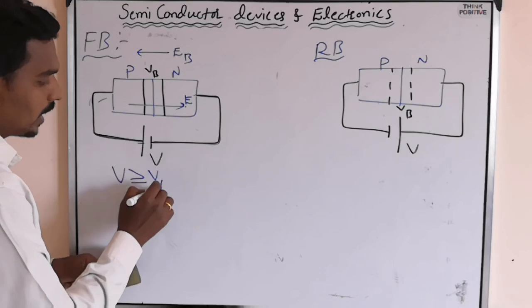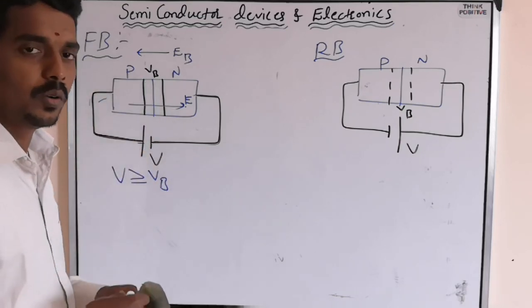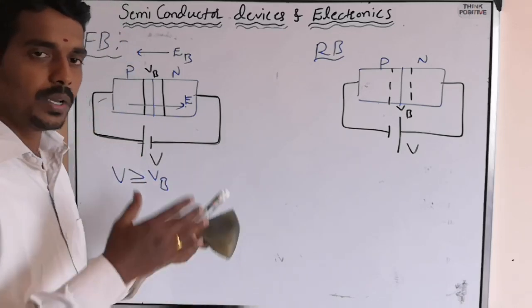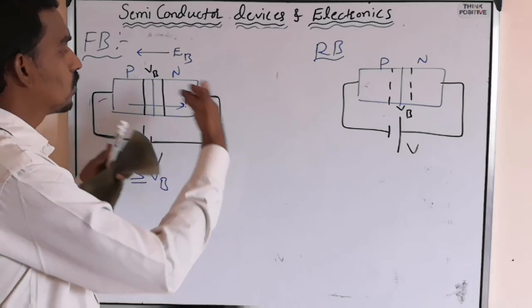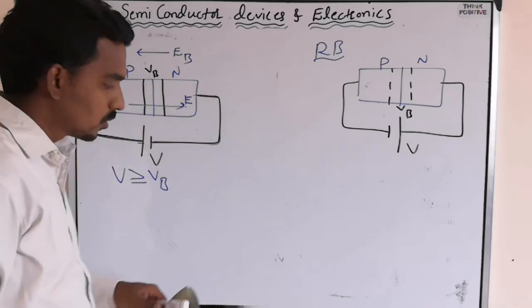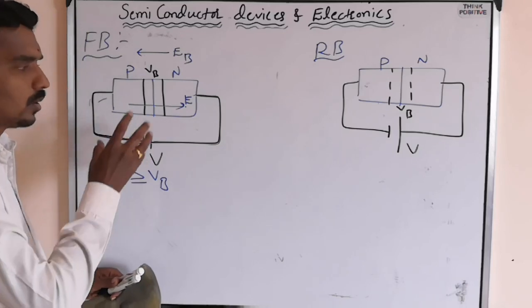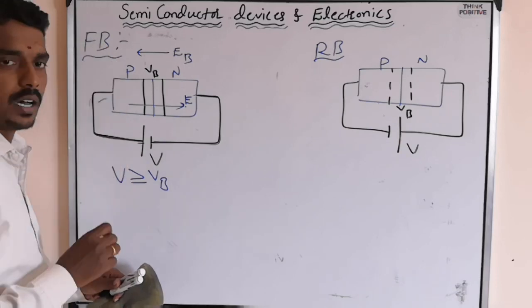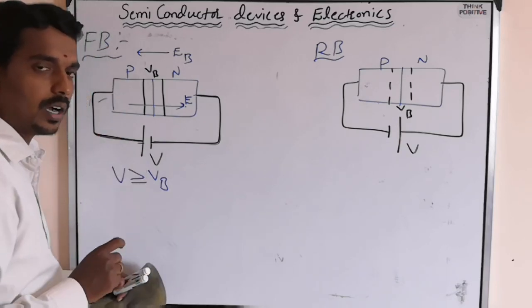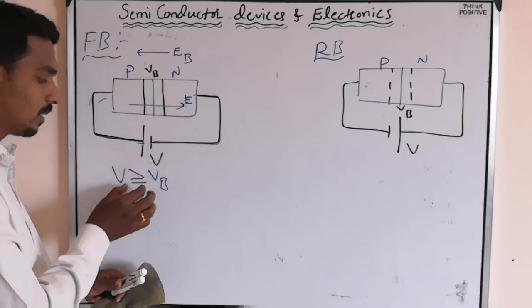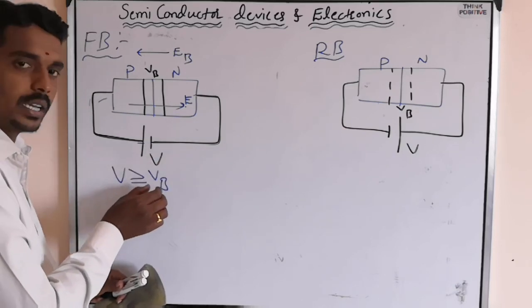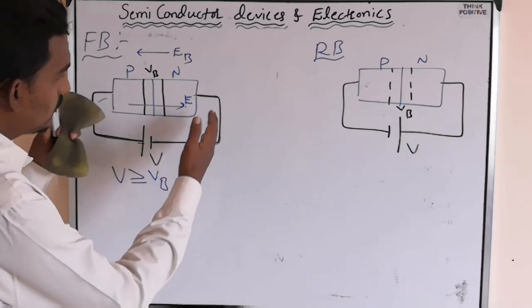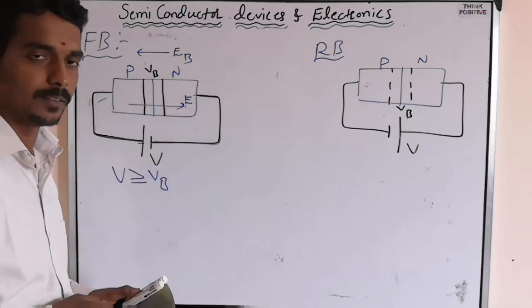When V is greater than or equal to VB, only then do the electrons get sufficient force, sufficient potential difference, to cross the junction. So that's why the first thing to conduct electricity through a PN junction diode in forward bias is to make sure that the potential you applied must be greater than or equal to VB. This is the first thing. Then only do the charges start crossing the junction.